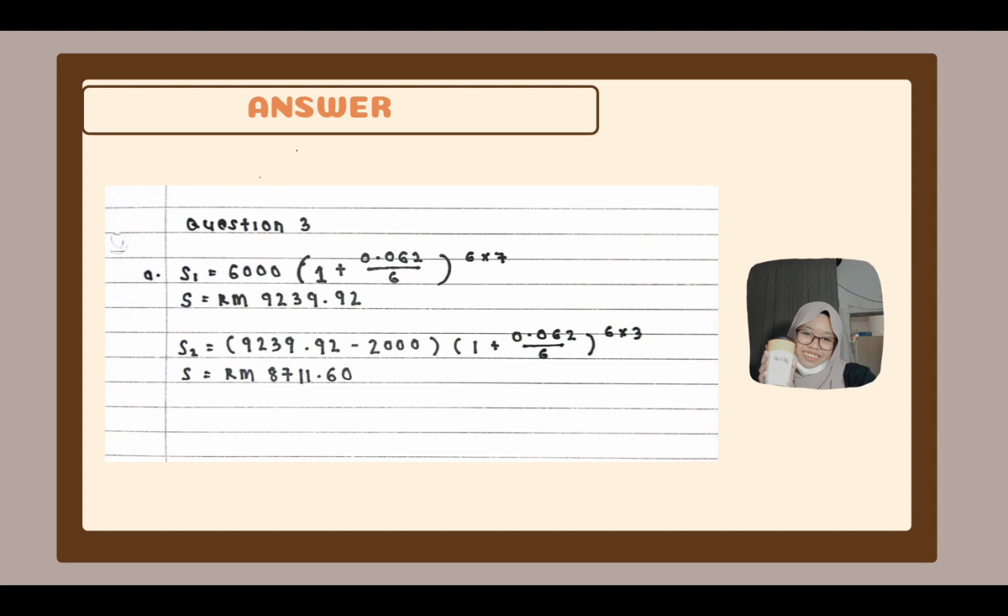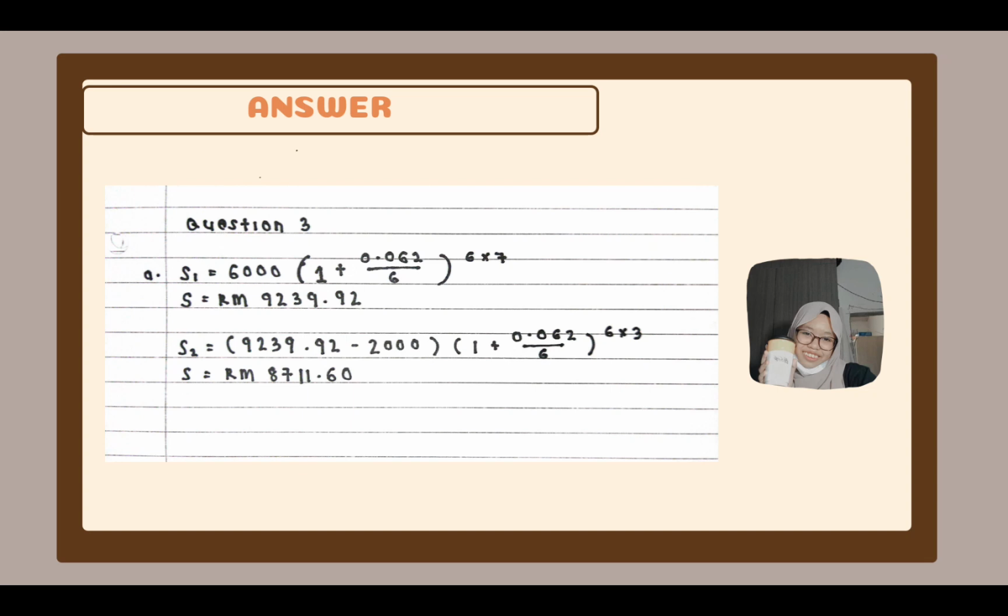In this question, we have to show 2 work steps by using the formula S = P(1 + K/M)^(MT). Now we can start to do the work step by step. So we label it as S1 = 6,000(1 + 0.062/6)^(6 x 7). Then we get the answer 9,239 ringgit 62 cents.